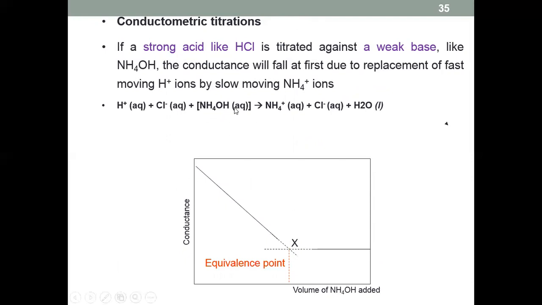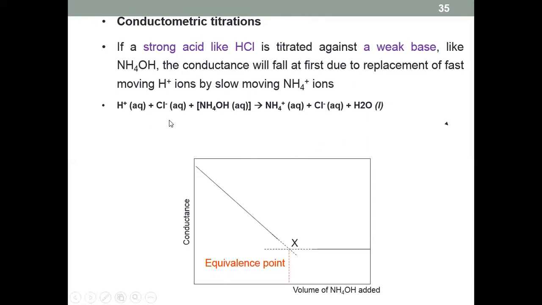You add ammonium hydroxide, which, being a weak electrolyte, is very feebly dissociated. So now the OH- ion combines with the H+ ion to give you unionized water, right? And then ammonium chloride is formed, which is a strong electrolyte. So you get more ions in this solution, right? And the H+ ion is effectively being replaced by NH4+, and Cl- is a spectator, right? So Cl- is a spectator.